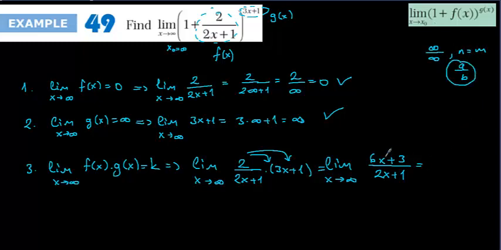Then here the coefficients are, powers of the variables are same, the greatest powers, 1 and 1. So n is equal to m case. That's why the answer is going to be equal to 6 over 2, which are the coefficients, and that's equal to 3. Also, this is equal to k.